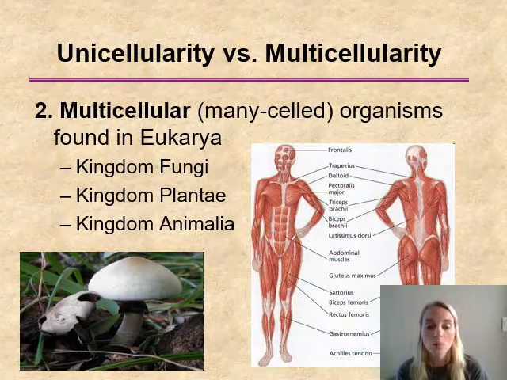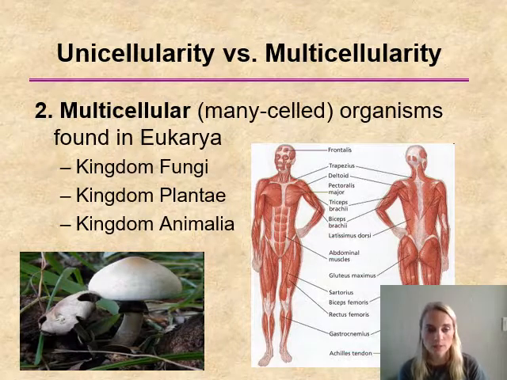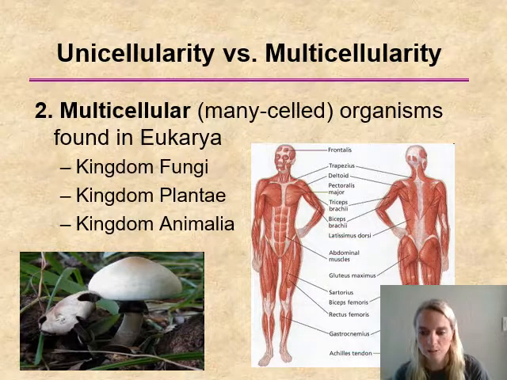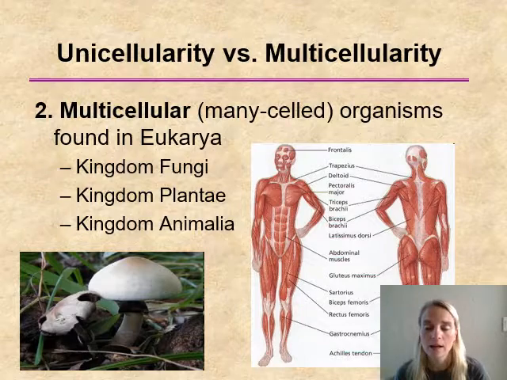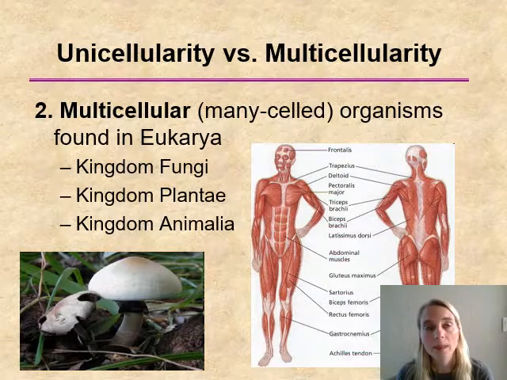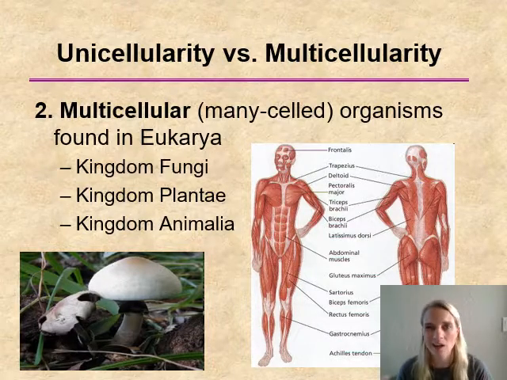All right, so multicellular organisms like fungus, there's some mushrooms and some muscular system for humans. So these are going to be your fungus, plants, and animals. So they only exist as multicellular organisms. With an exception, some fungi can be single cells like yeast. So mushrooms are multicellular, obviously, but there are some single-celled fungus as well, so they can kind of do both.